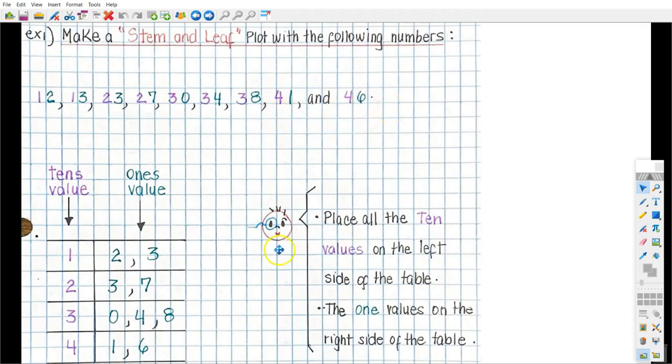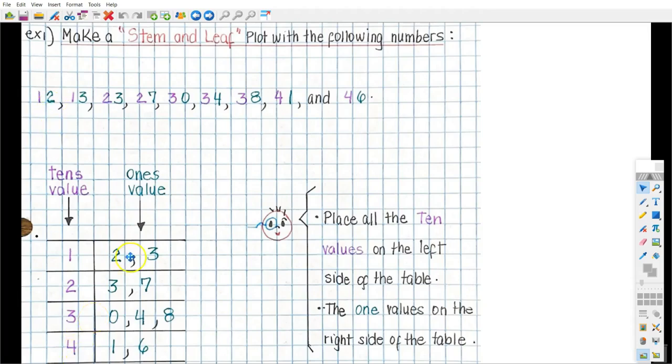Okay? So what the directions are telling you to do, we place all the 10s values on the left side of the table. That will be our stems. Then the 1s values on the right side of the table. That will be our leaves, okay? So even in different colors. So we've got the 10s, which is 12 and 13 have a 1 in the 10s spot. That's where the 1 comes in. 23, 27 has a 2, that's the 20s. That's the 2 in the 10s value. 30, 34, 38 all have a 3 in the 10s value, and then 41 and 46 have a 4.